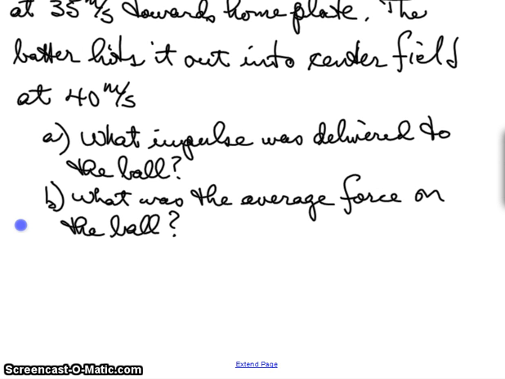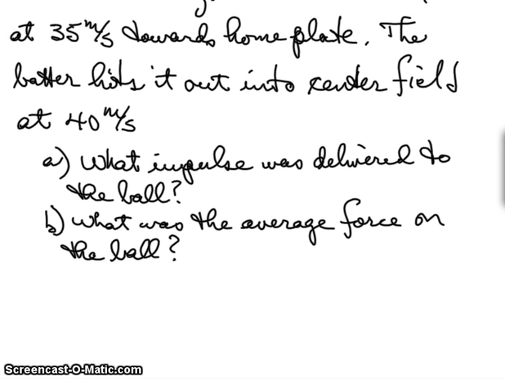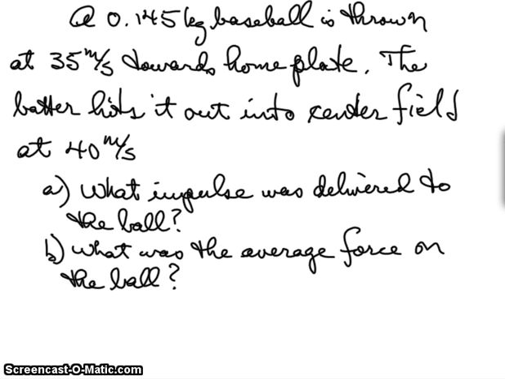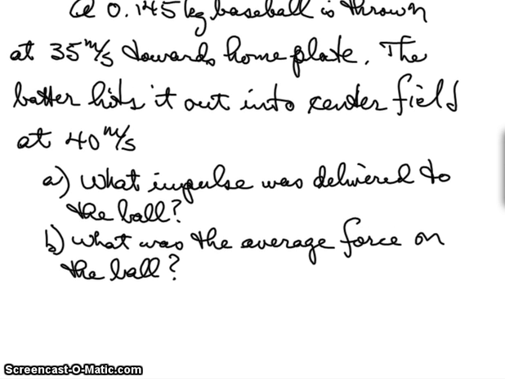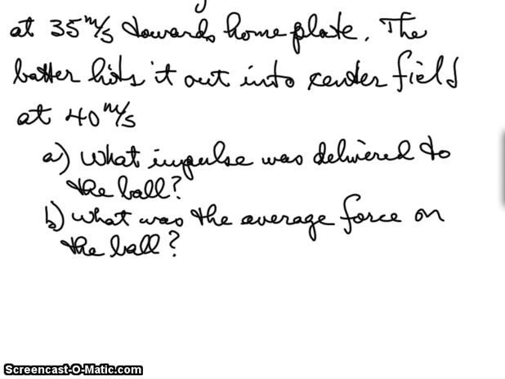So the first thing we're going to look at is what is the impulse. And so we know it's thrown at 35 meters per second, and then the batter hits it out at 40 meters per second. Let's write the equation down first. The impulse momentum theory says that the force times the time is equal to the change in the object's momentum. Well, we don't know the force, and we don't know the time yet.